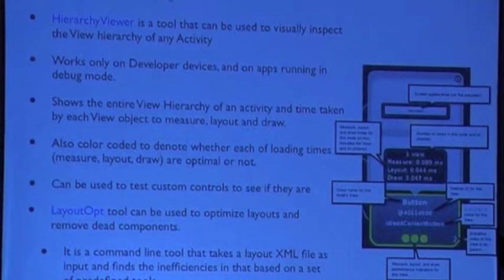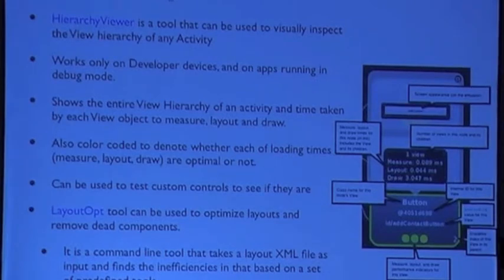First thing is, I guess, time taken to measure. Second is time taken to put the layout. Third is the time taken to execute a draw call. And this color coding will tell you whether it's healthy or not. If it is green, it means that it is faster than 50% of other objects in that same layout. If it is yellow, it is slower than 50% of the other objects. And if it is red, it means it's the slowest object.